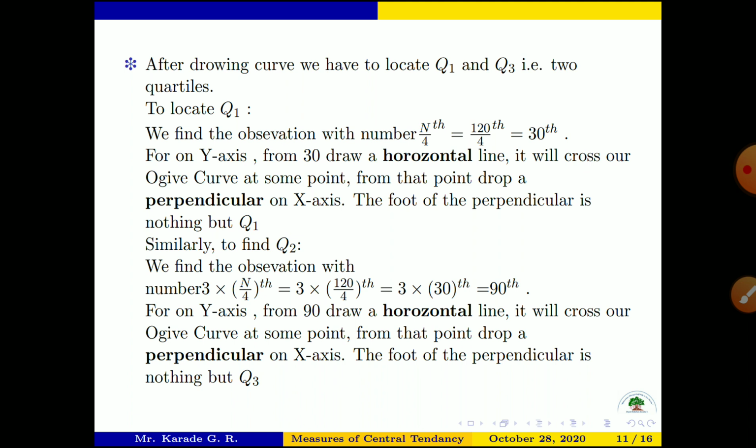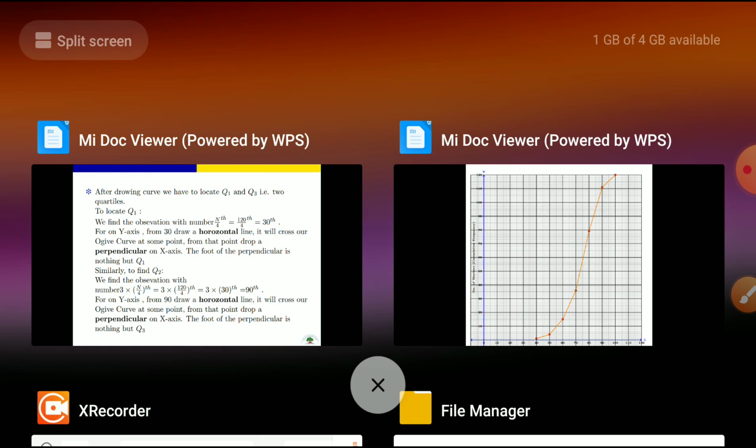It will also cross our graph, and from that cross point drop a perpendicular on the x-axis, and the foot of the perpendicular is nothing but our quartile q3. Okay, so let us see how to find these quartiles.